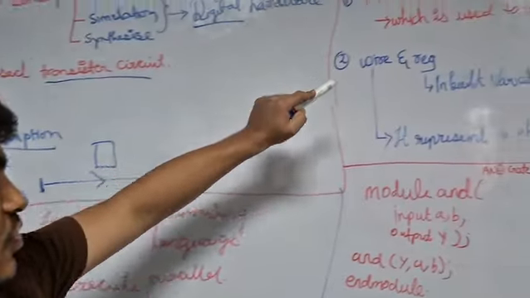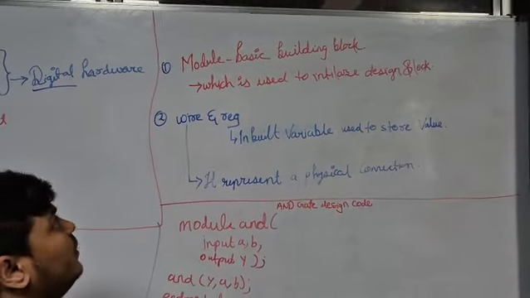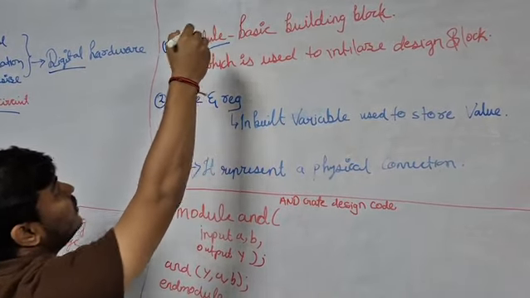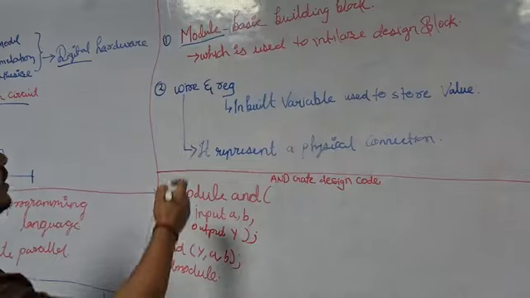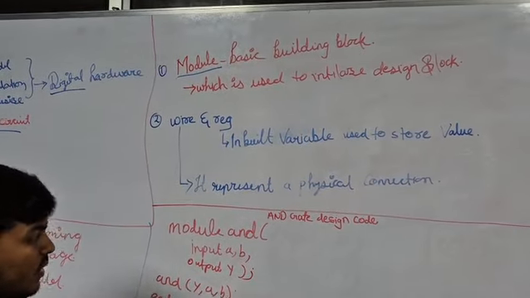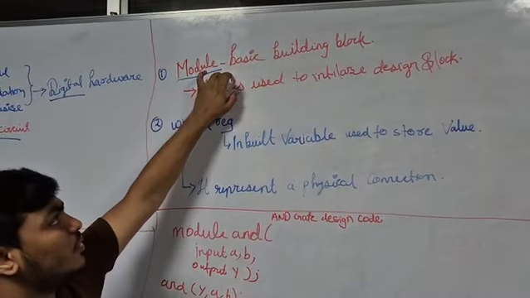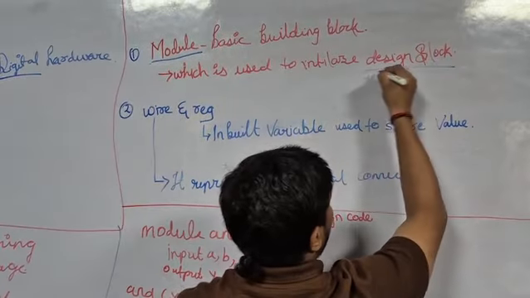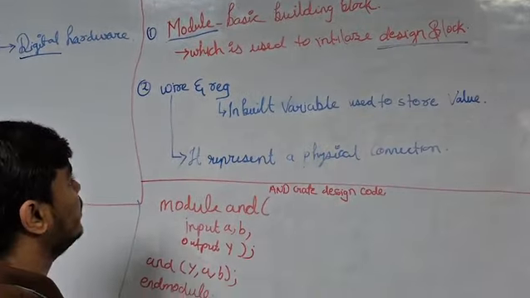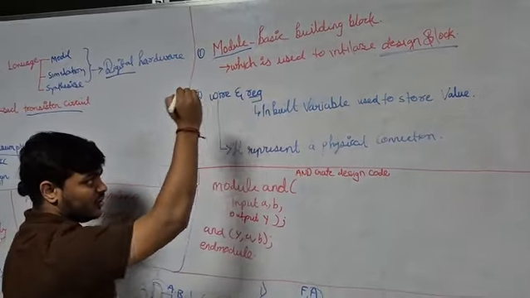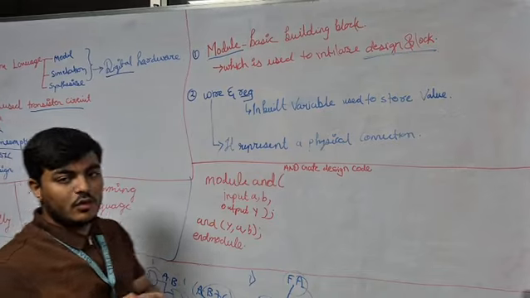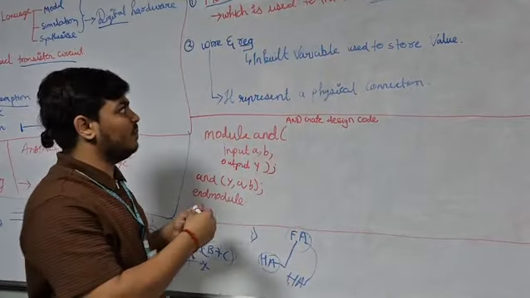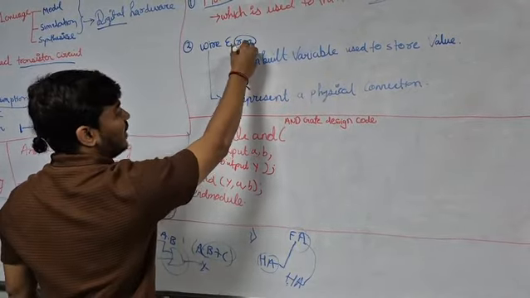To write the code, we need some basic keywords, or we can say some blocks, to initialize the design. The first is module. In initial programming, we have to write the module. It is the basic building block used to initialize the design block, in which we describe the hardware components. Second is a register. We all know what a register is, which is used to store values. The same is used in Verilog programming.